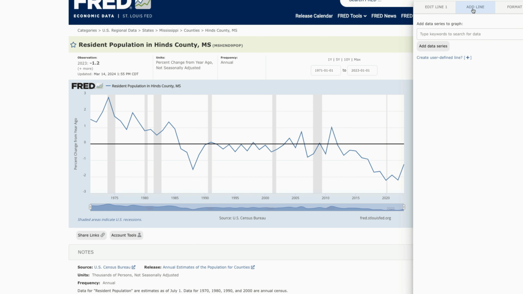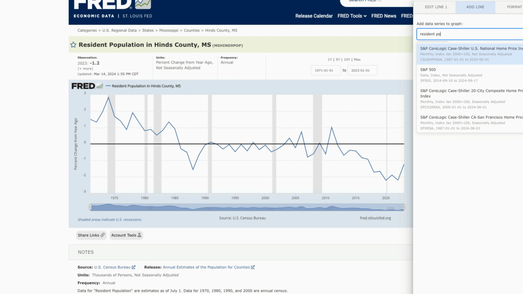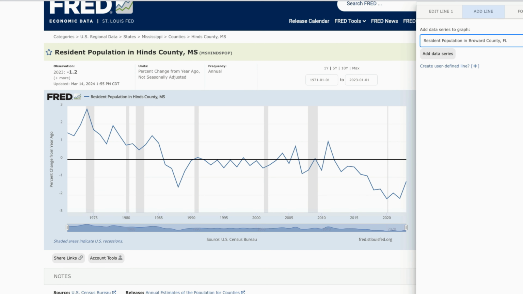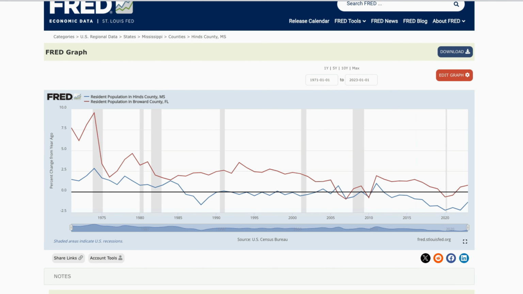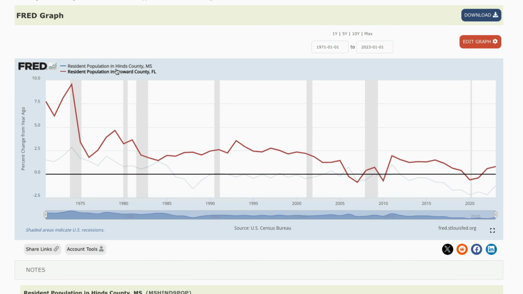Now I can add a line, and maybe I'm interested also in close to Miami, Florida. So I could look up resident population in Broward County, Florida. Click it and add data series. Now we can see two different line charts. We have resident population in Hinds County in blue, and then in red, we have it for Broward County.